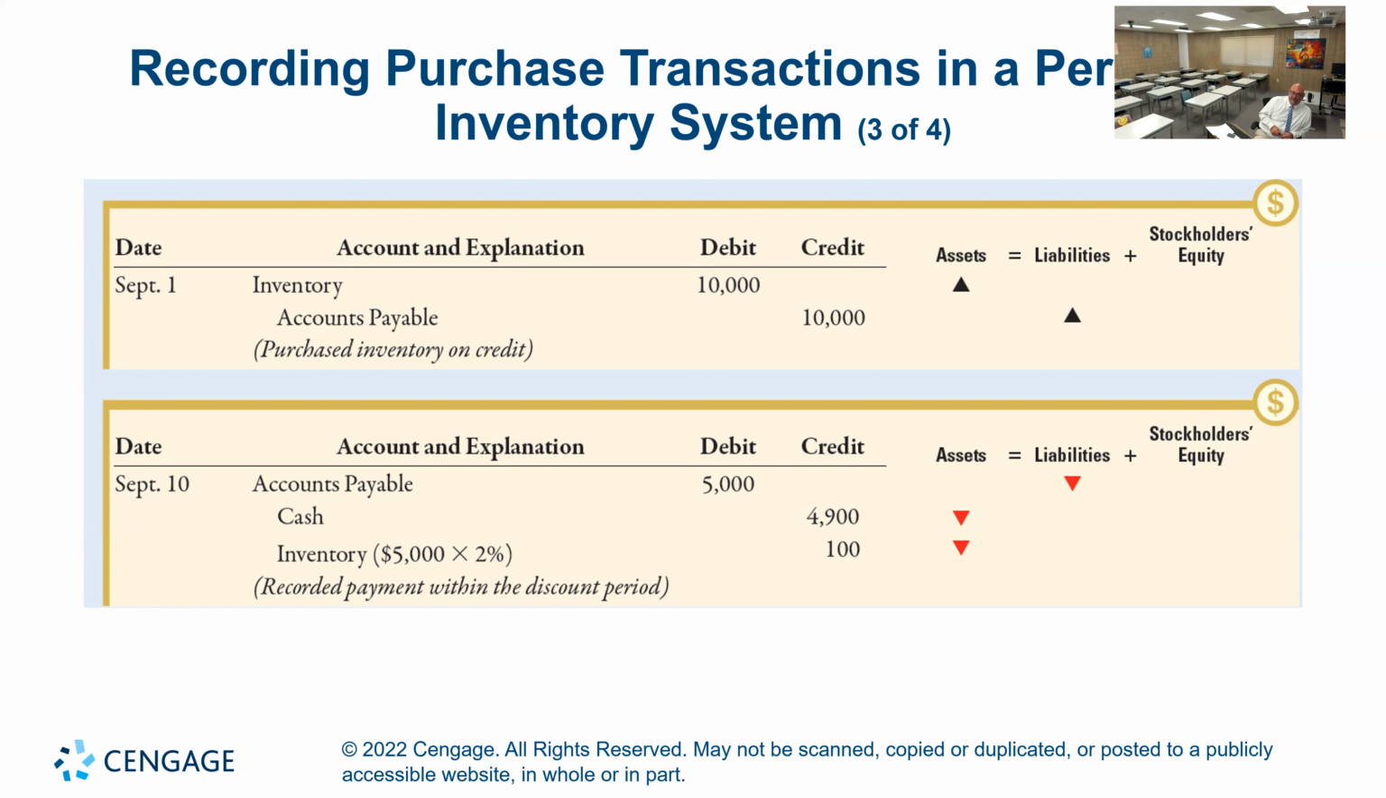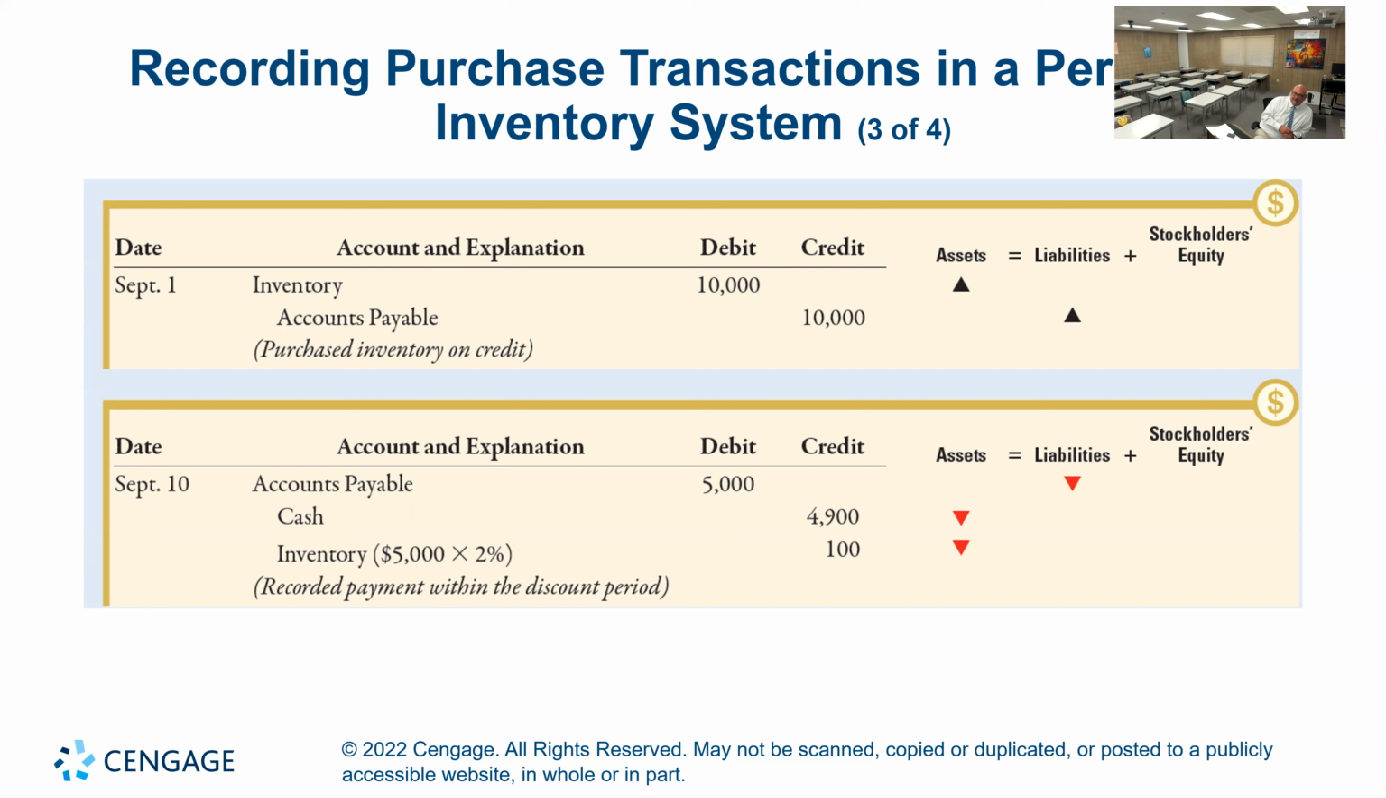On September 10th, we paid $5,000 within the discount period. Okay, so we paid $5,000. See right above it, we created an accounts payable up there for $10,000. So now we paid $5,000. We can take the $5,000 off. Okay, since we are within the discount period, we are not going to pay the full $5,000. We are going to get a 2% discount.